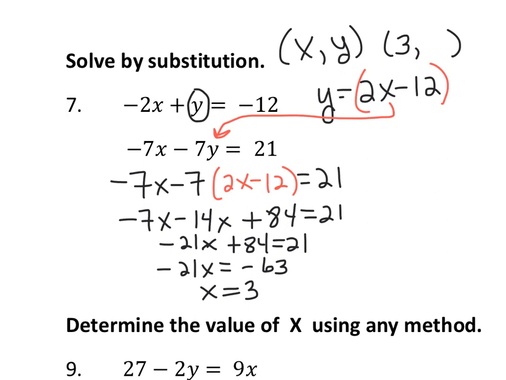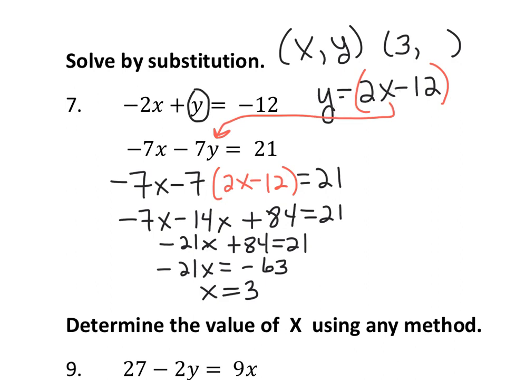Well, I can substitute the 3 in right here. Okay, I can substitute it in here and solve. Anywhere I want to, I can substitute this 3. Since I know x is 3, I can substitute this 3 in wherever there's an x. So I'm just going to go ahead and substitute it in here since I already solved for y.